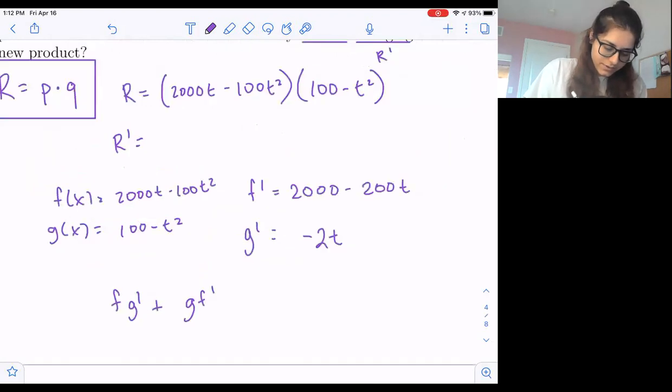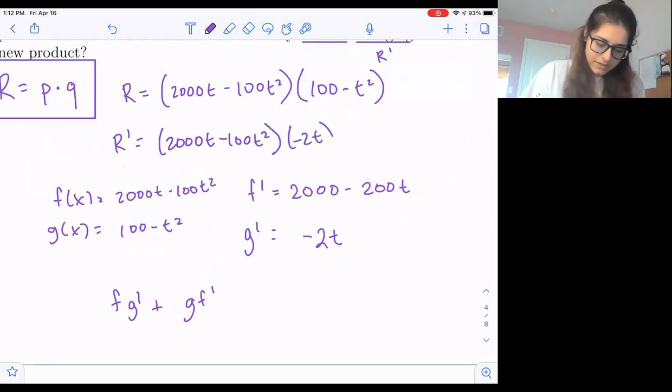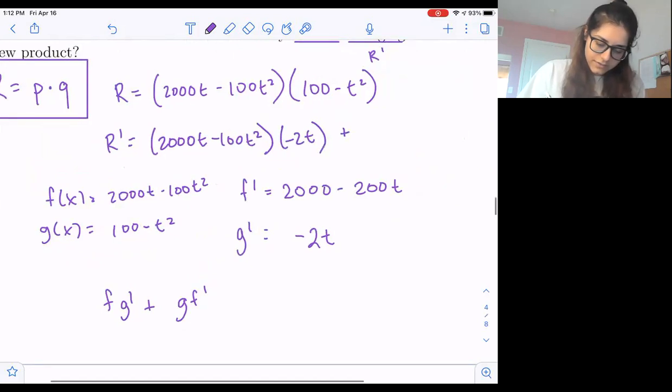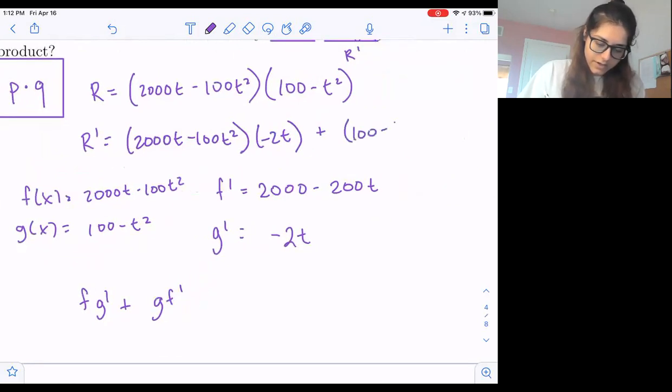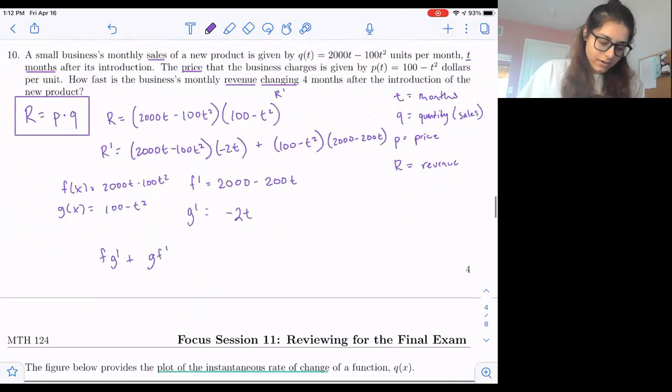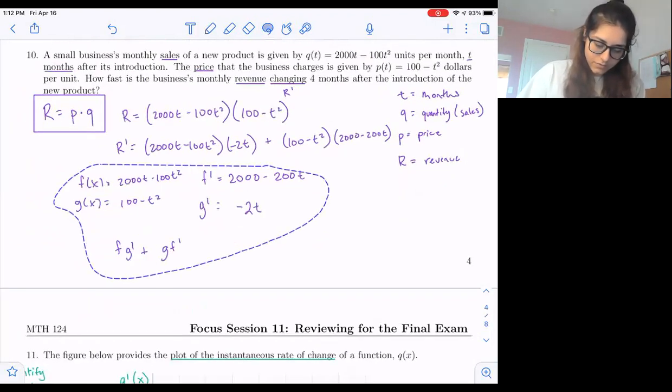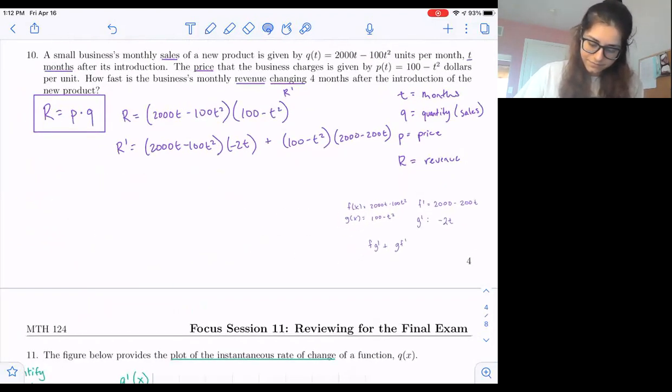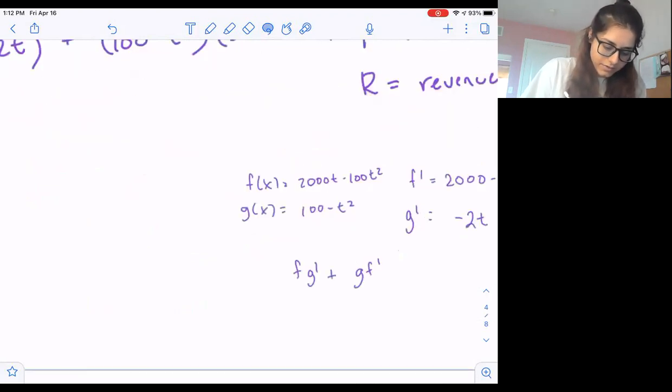So we're going to do 2000t minus 100t squared times g prime, so that's negative 2t, plus g, that's 100 minus t squared times f prime, 2000 minus 200t. All right, so that is R prime. I'm going to move this over. And here we used the product rule.